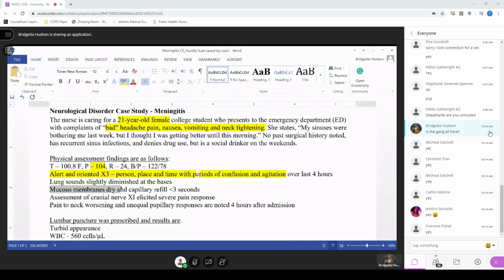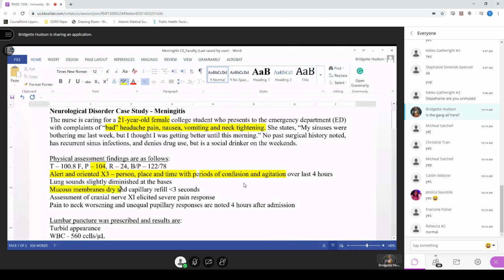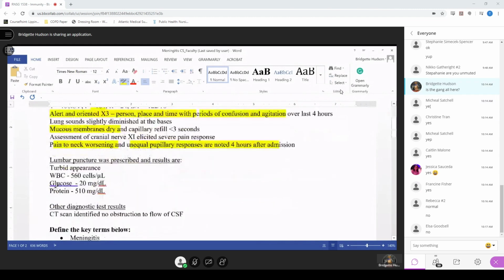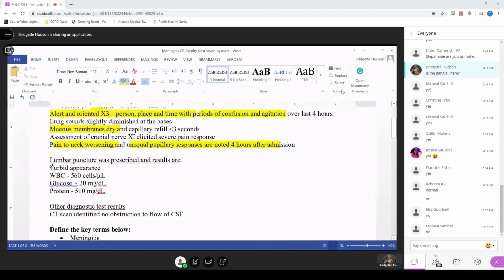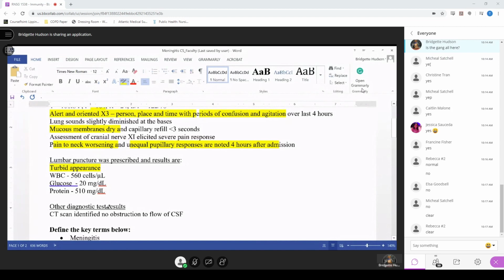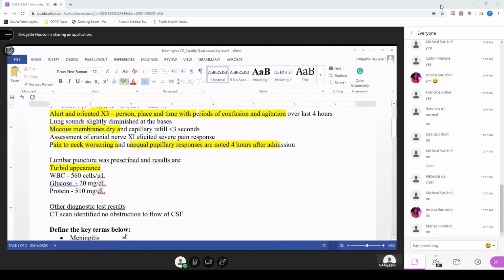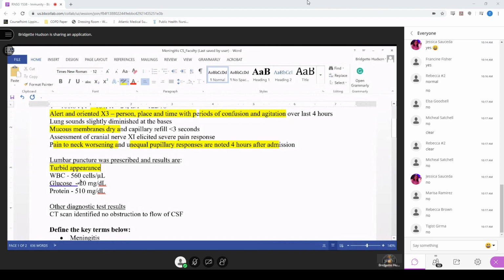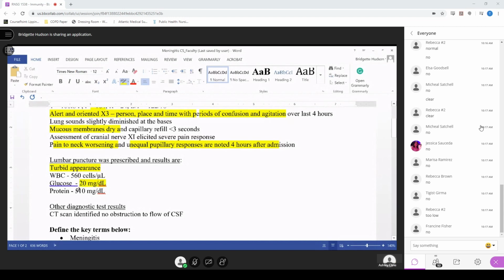Is that normal or abnormal? It's normal. Okay. So we have neck pain, unequal pupillary responses. Is that normal? No. Okay. So now we get to the LP, the lumbar puncture, where we look at the cerebrospinal fluid. Should it be turbid or clear? Clear. Okay. And should it normally have white cells in it? Yes or no? No. Okay. We also have glucose, which is at 20. That's a low number. And then we have protein that's really high. So we have no obstructions or anything like that.